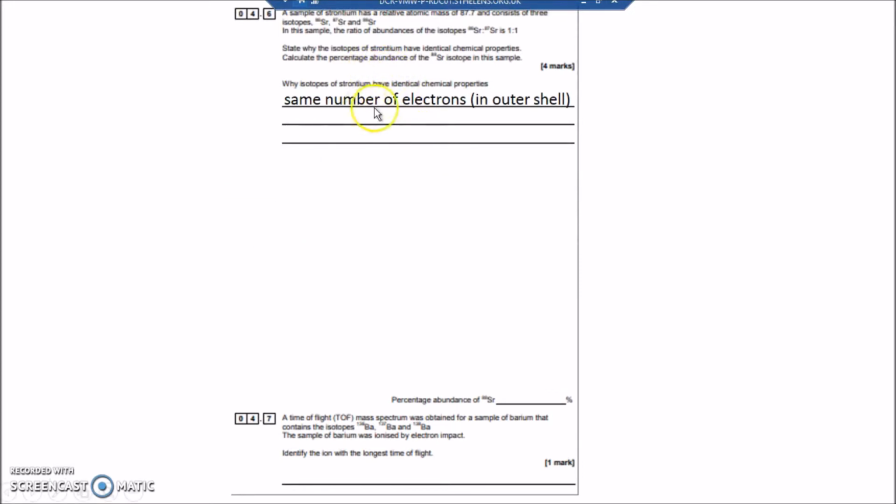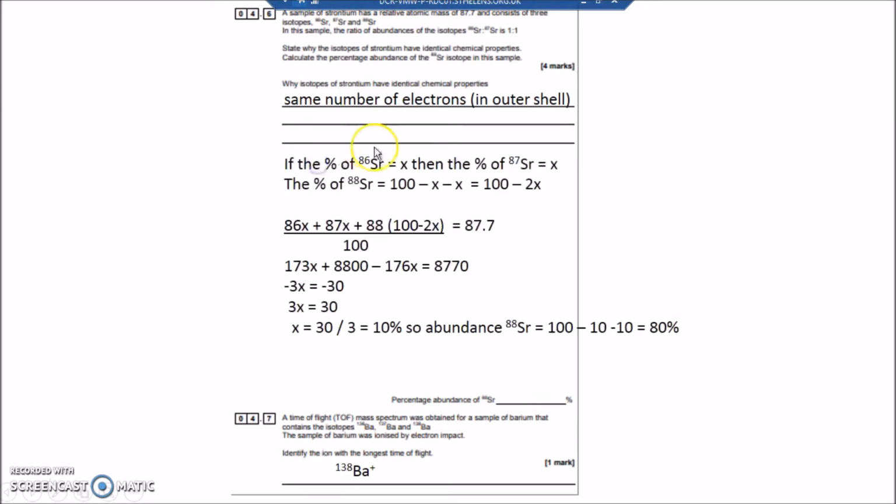Calculate the percentage abundance, that means how much of it there is, of the 88 strontium isotope in the sample. So I'll do spoilers on this and then you can see. What I need to do first of all is, if the percentage of 86 strontium is X, then the percentage of 87 strontium is also X because they're in equal amounts, so in a 1-to-1 ratio. Everything's got to add up to 100%. So 100% take away the amount of Sr 86, take away the percentage of Sr 87. So it's 100 take away X, take away X, 100 take away 2X.